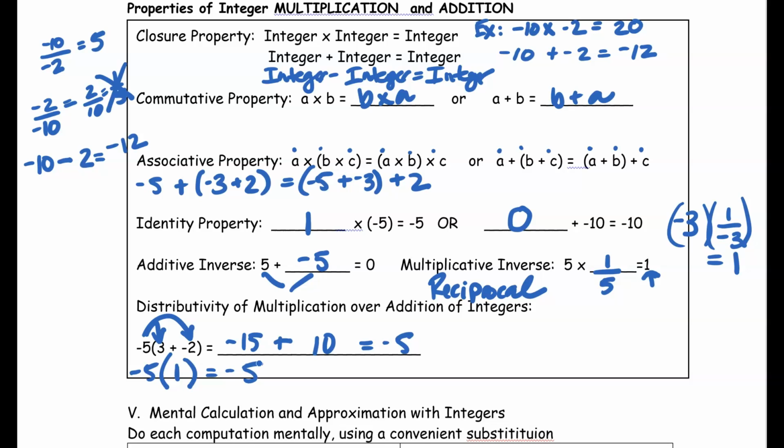We're doing this not to make it shorter, because it was actually probably shorter to just do the problem as it was in the beginning. But it's helpful to know this just in case down the road you have a problem where there's an x, and you cannot combine the inside. You have to use the distributive property. So it's nice to know that that also works with integers.